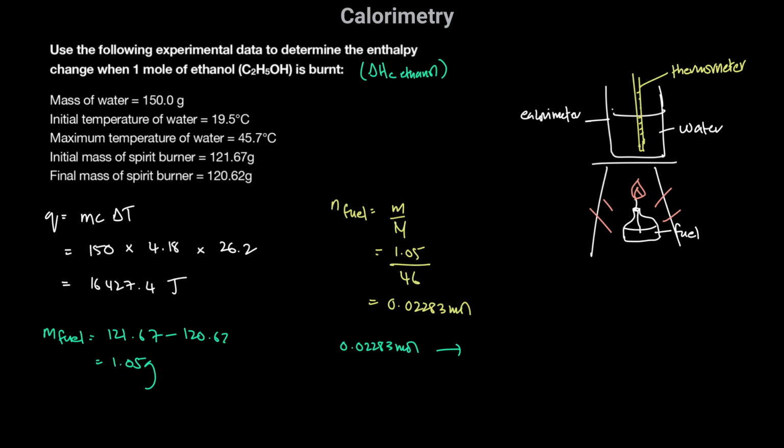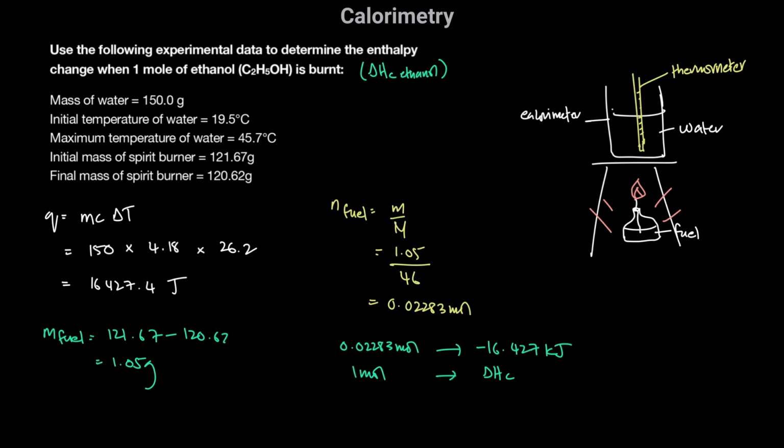So we can say that 0.02283 moles of fuel being combusted releases negative 16.427 kilojoules of energy. I've converted this to kilojoules by just dividing by 1000. That's 16.427, and if Q is positive, the surroundings are gaining heat, which means this is negative. The system releases this much heat. So then what is the heat that would be released if 1 mole of fuel was combusted? That is your enthalpy change of combustion.